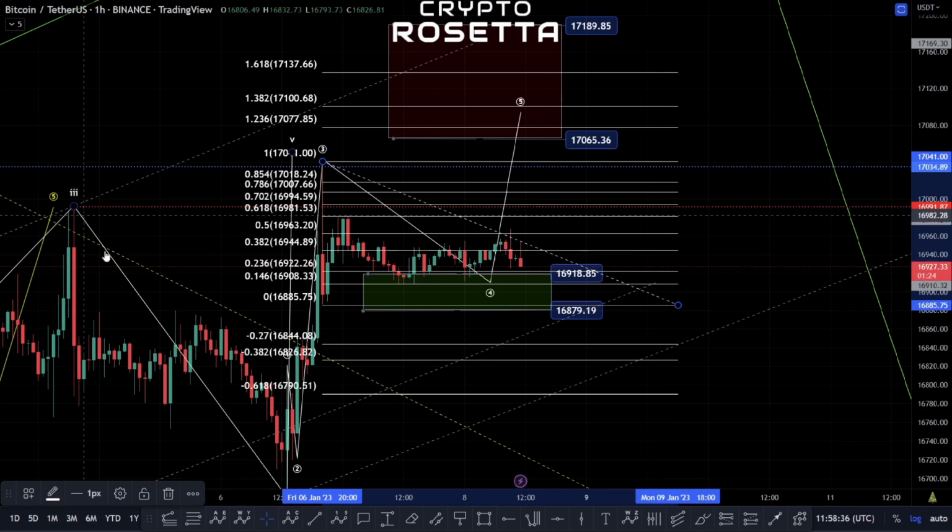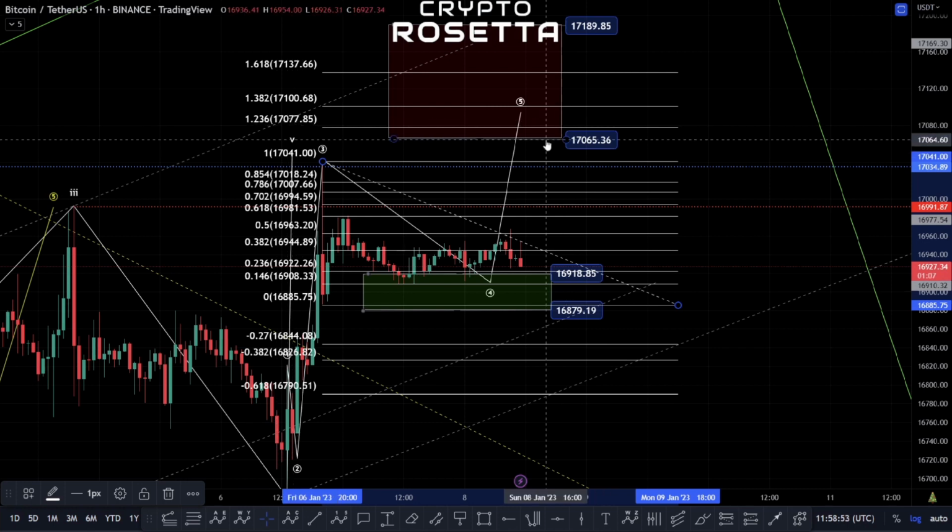So that's based off of this 4th wave here. This would narrow that range down a little bit, and what we'd be looking for here, if this does develop as a 5th wave to the upside, effectively is the 17,137 to the 17,077 area.